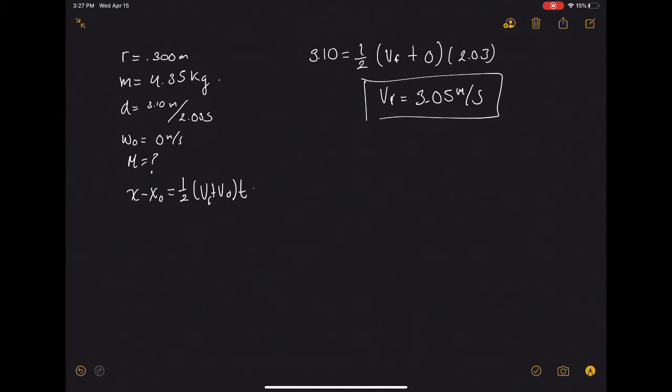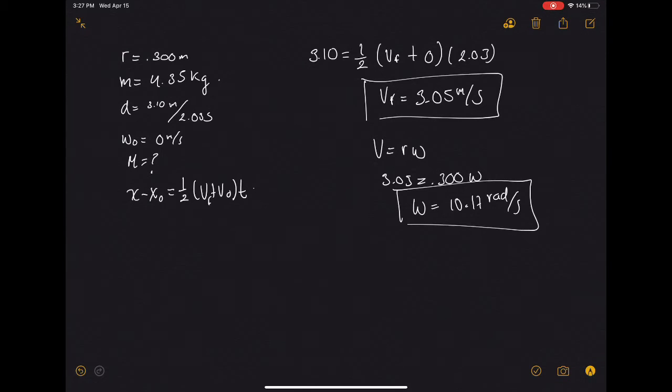Which is 3.05 meters per second. So now we're going to use our rotational motion formula, which is velocity equals r times w, which is the angular velocity. So it's 3.05 equals 0.3 times the angular velocity. So that's going to give us 10.17 per second. So that's the first part.